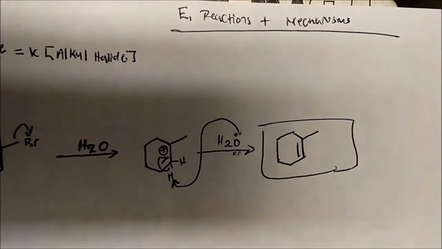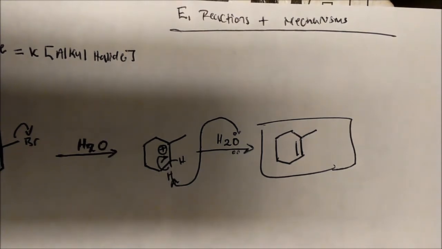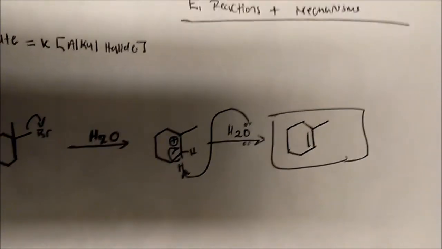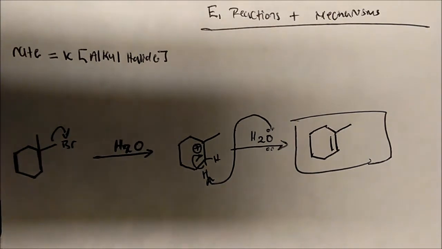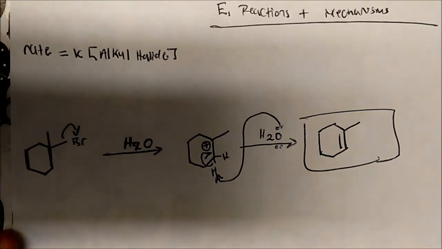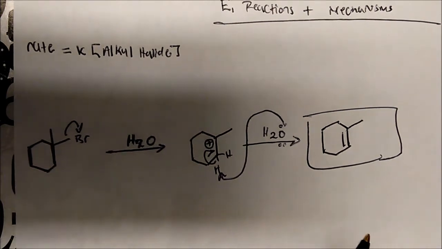All right. So the main thing with E1 reactions you should know is that there's two steps. You have a slow step and a fast step. The slow step is forming that carbocation intermediate. That leaving group has to leave first before the base can come in and basically take off a hydrogen and form that carbon-to-carbon double bond.